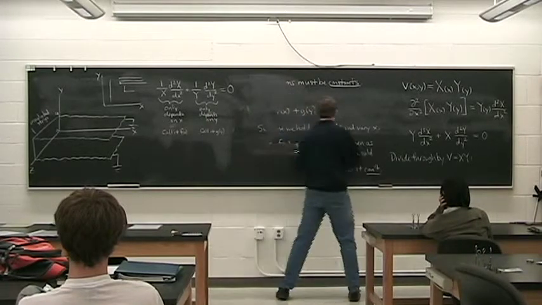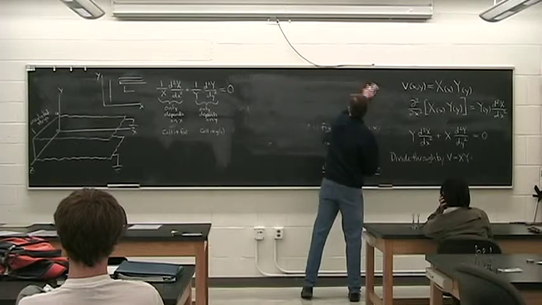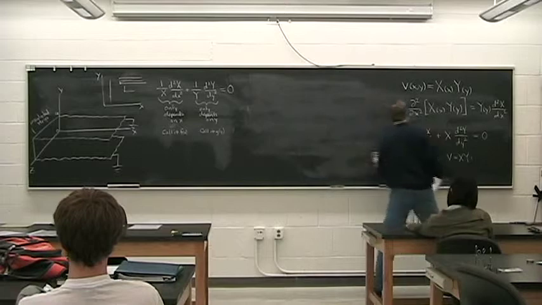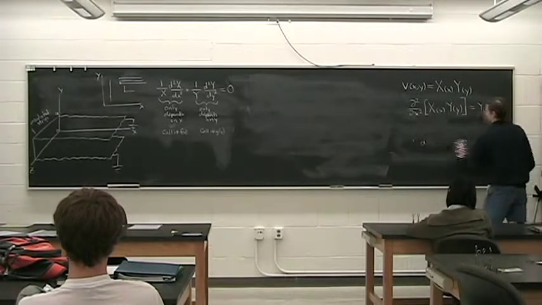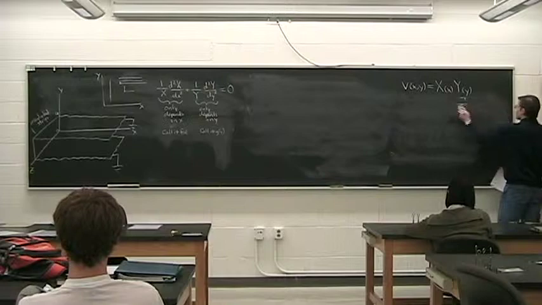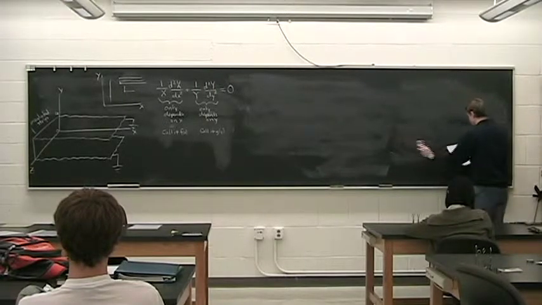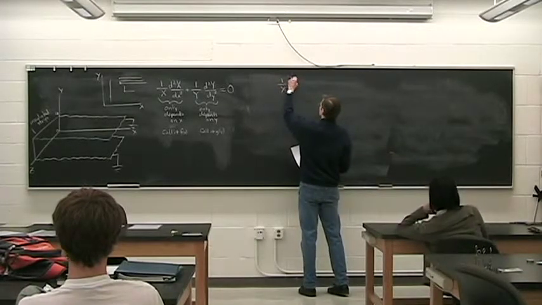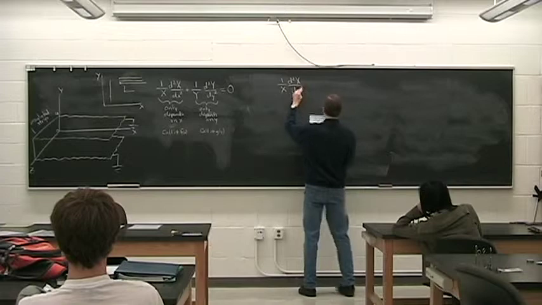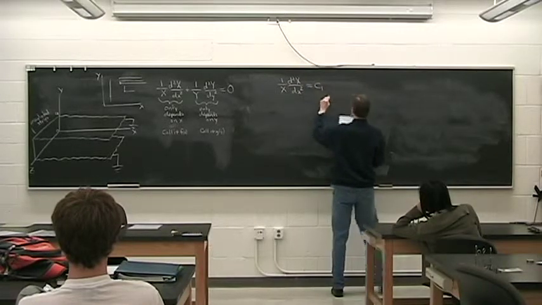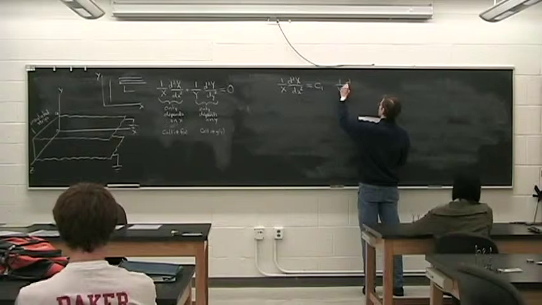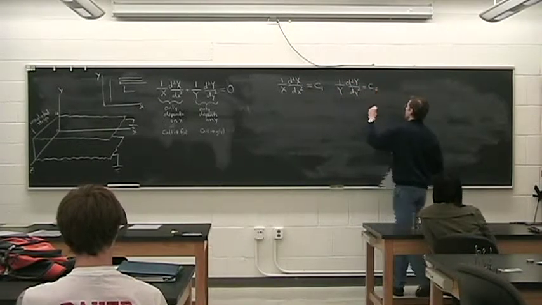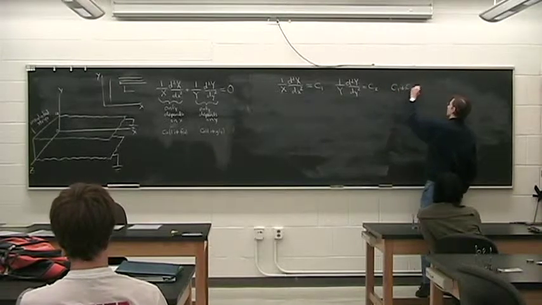So, given that those guys both have to be constants, it follows that whatever one is, the other is minus that, because they're adding up to 0. So we've got to have that 1 over x, d squared x dx squared is equal to some constant c1, 1 over y, d squared y dy squared is some constant c2, and c1 plus c2 has to add up to 0.